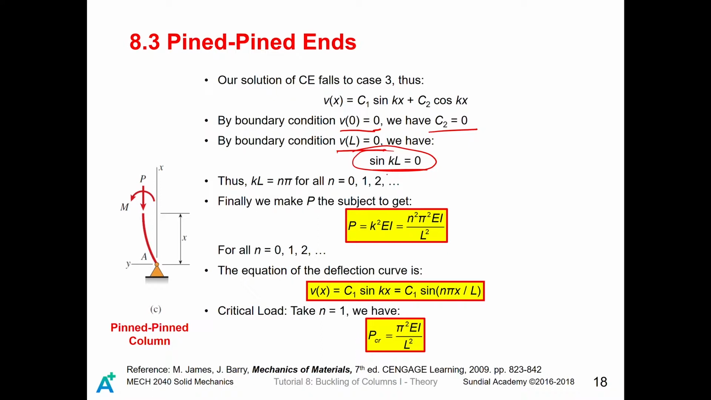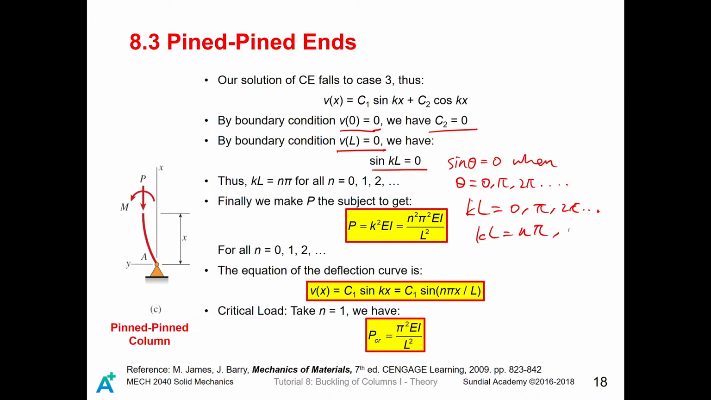Now, in what case does sine KL equal 0? Well, we know sine theta equals 0 when theta equals 0, pi, 2 pi, etc. So we know that KL could equal 0, pi, 2 pi, and so on. So KL equals n pi, where n equals 0, 1, 2, and so on.